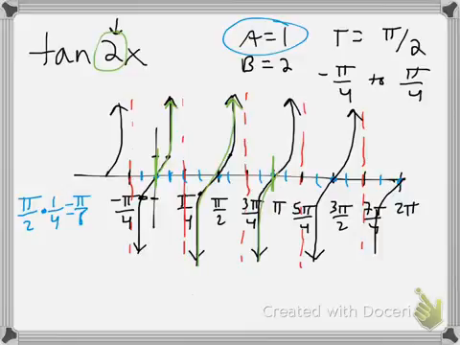It's really no different. The key all lies in the period and the fact that you have asymptotes at the limits of your tangent function. So go ahead and give it a try. If you have any questions, let me know.